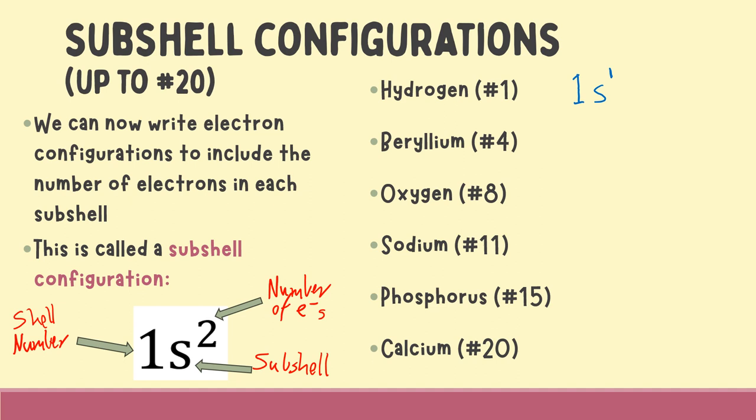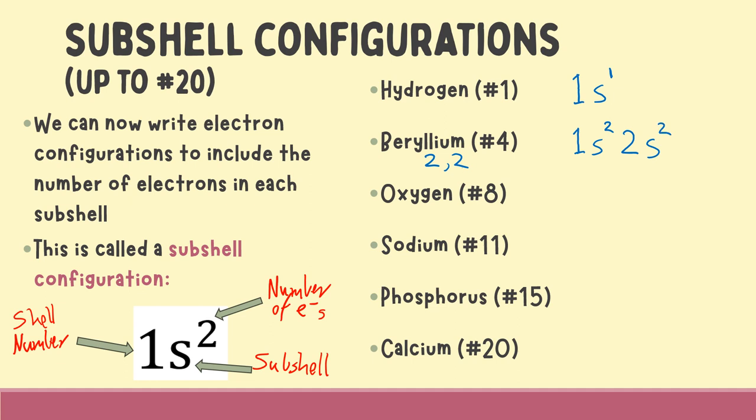Beryllium is element number 4, atomic number 4. So it's going to have in its first shell its S subshell full, so it's going to have 2. But remember, beryllium's electron configuration is 2-2. So that means there's a second shell that has 2 electrons. So we're going to need a second shell. The first subshell is always S, and then it will have 2 electrons in that S.